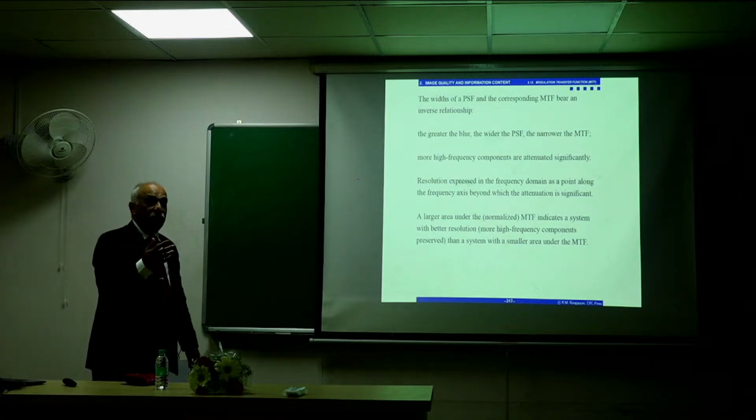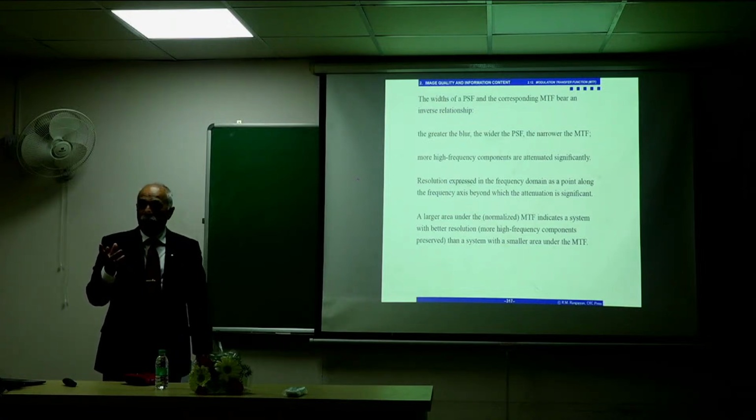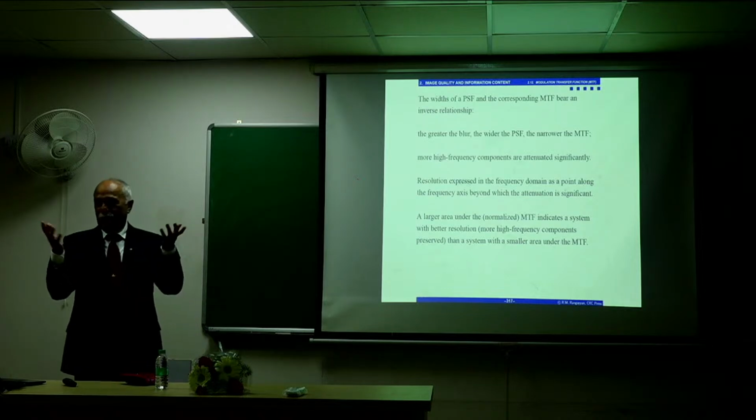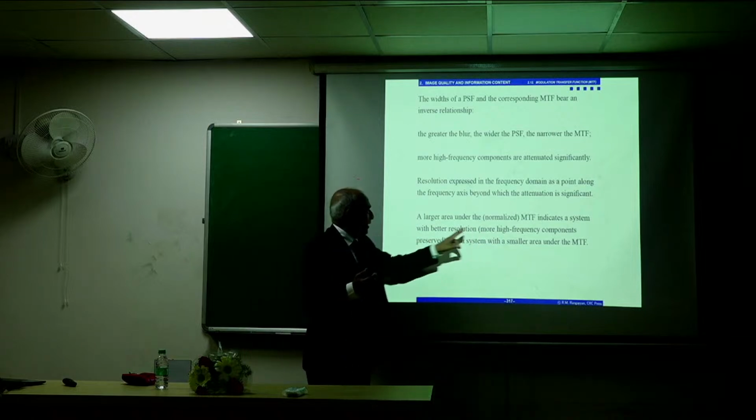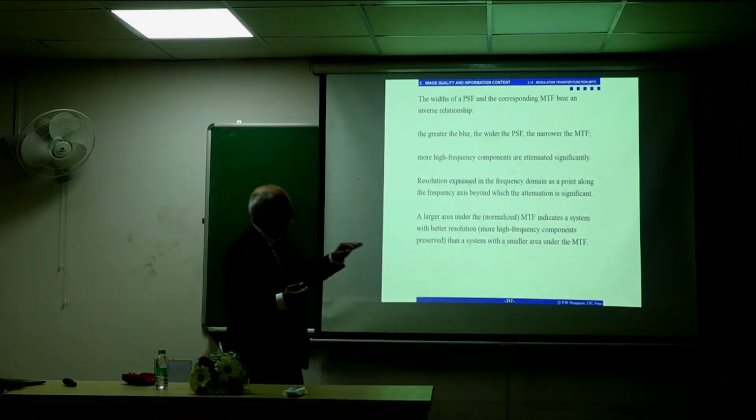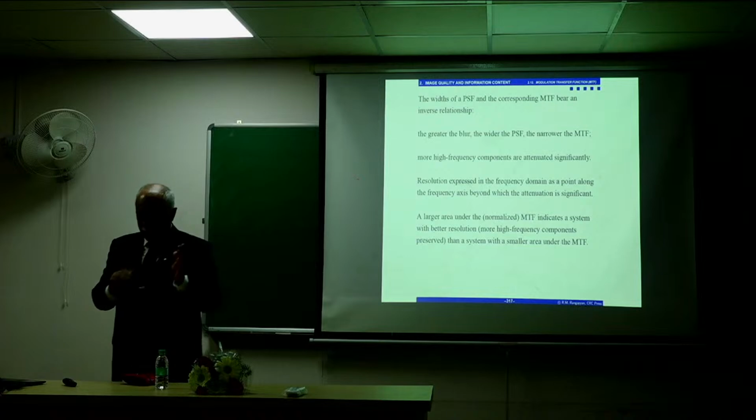Larger the area, the better the system, because it is passing more frequencies with good gain. More high-frequency components are preserved than a system with a small area under the MTF.